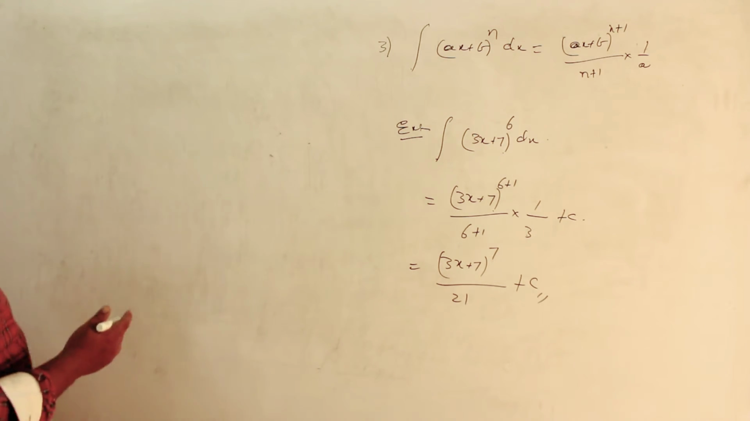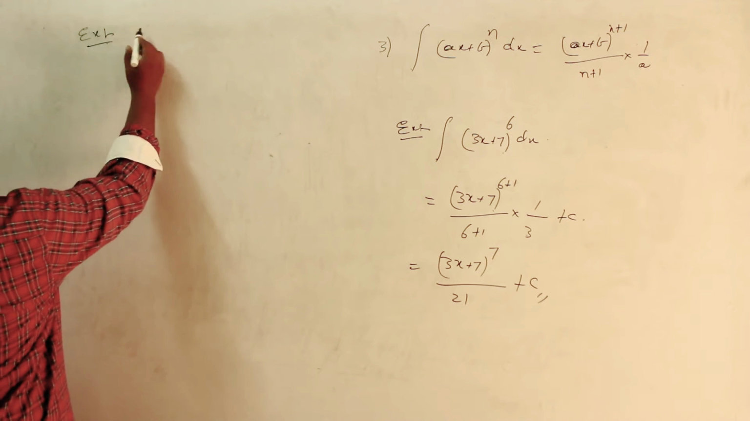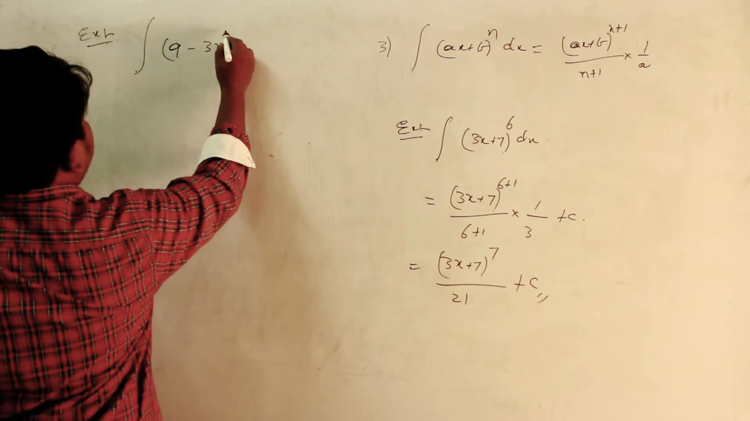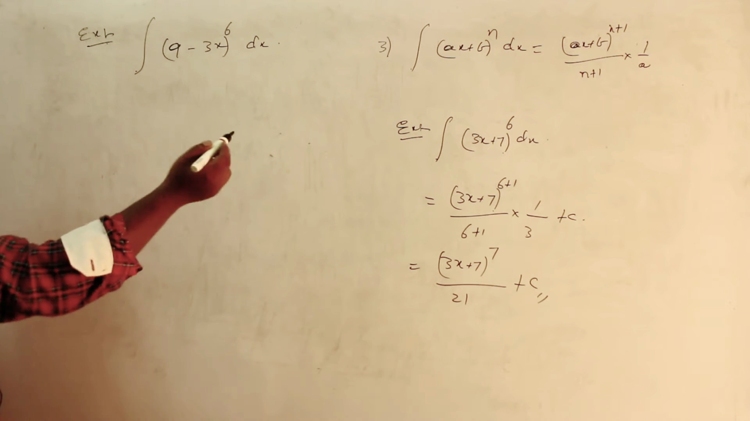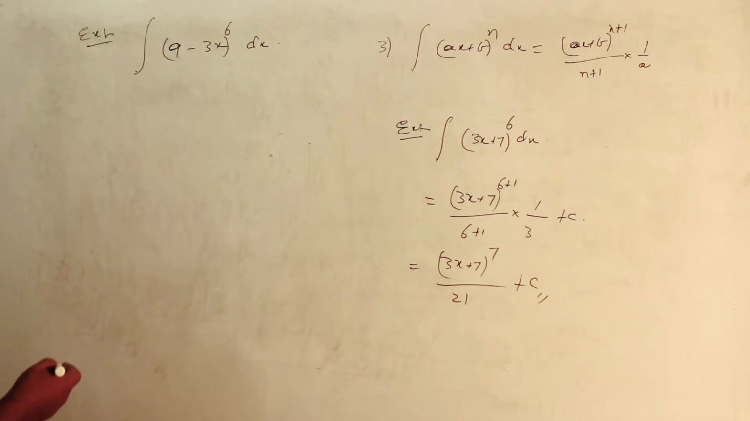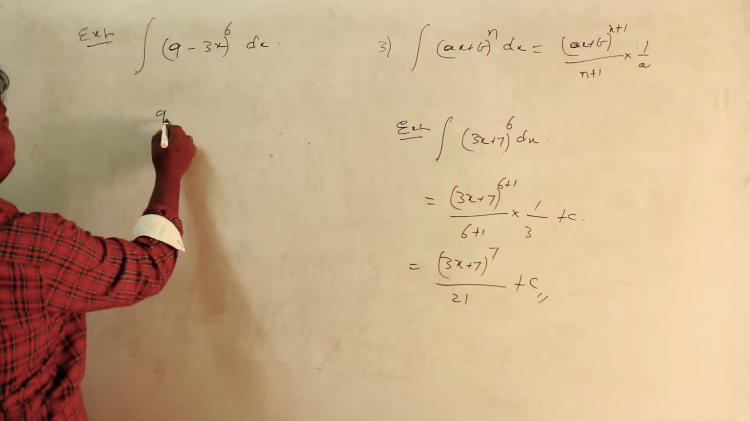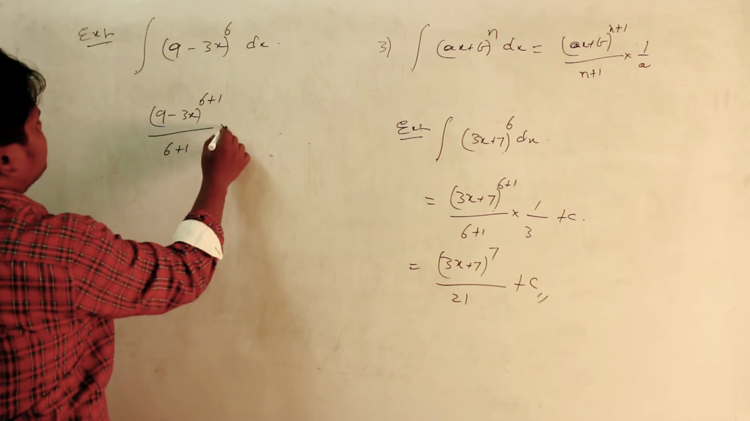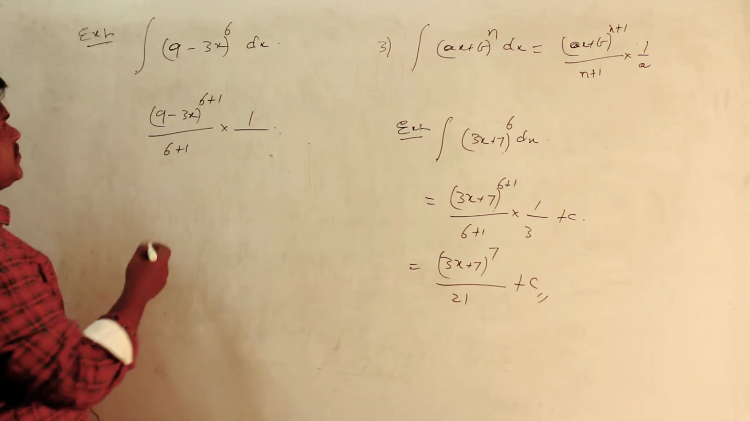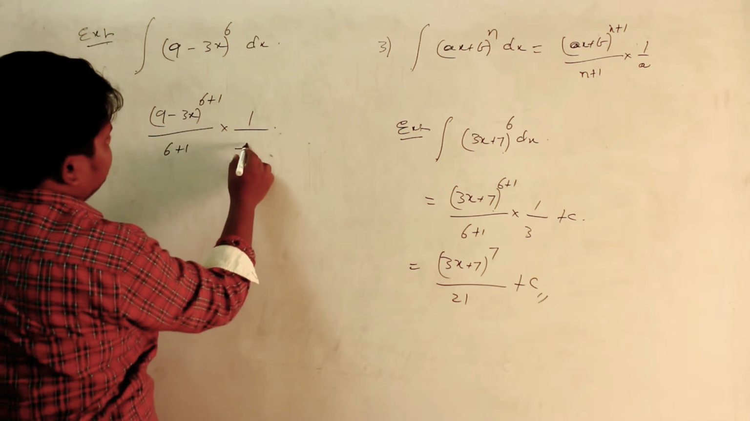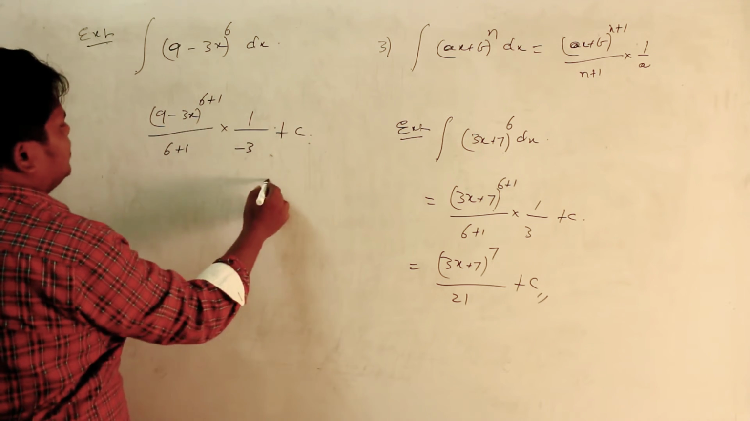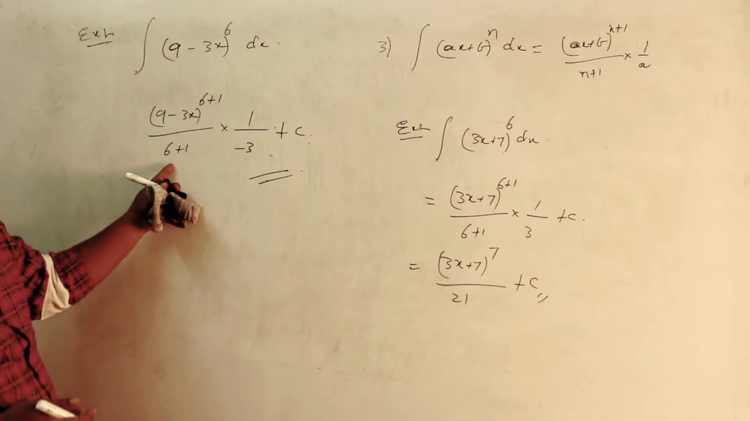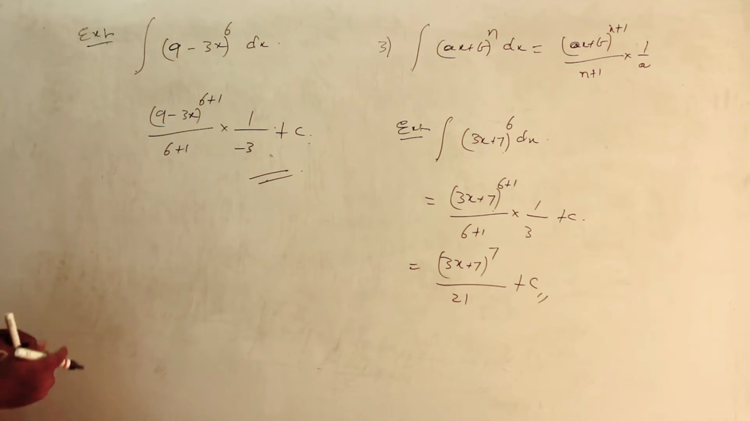For example, if we write integration of 9 minus 3x whole power 6 dx, then how can I integrate this according to the third formula? Here also the same condition: 9 minus 3x whole power 6 plus 1 divided by 6 plus 1 into 1 by the coefficient of x. Here the coefficient of x is minus 3, so we write minus 3 plus c, and this is our answer. Further you can simplify this one: minus 3 into 7 is minus 21, so you can write like this.